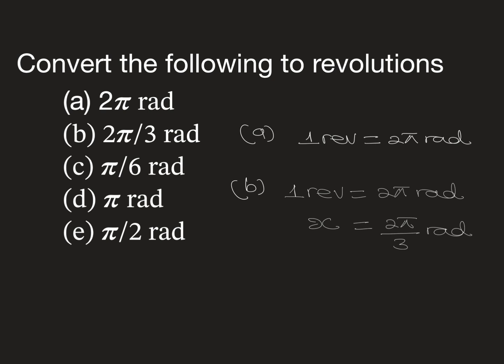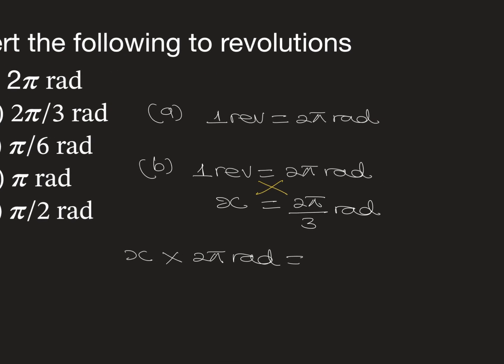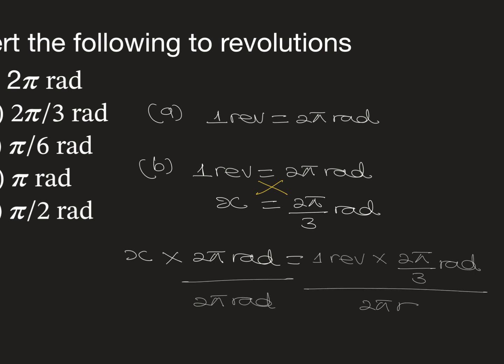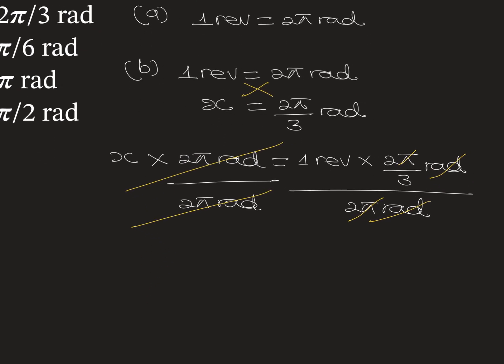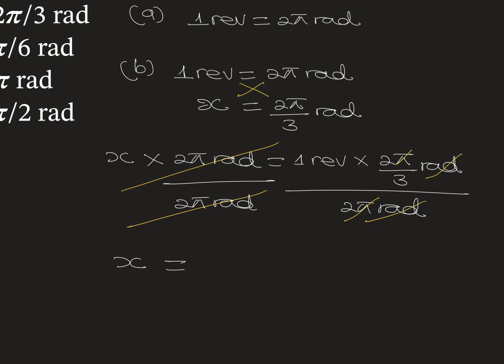Now what we're going to do is we will cross multiply, and if we do that, we'll have x times 2 pi radians is equal to 1 revolution times 2 pi over 3 radians. So we will divide both sides by 2 pi radians. 2 pi radians cancels 2 pi radians. Radian here cancels radian here. Pi cancels pi. So what are we left with? We'll have x is equal to 1 times 2 is 2 divided by 3. So that will be 2 over 3 revolutions divided by 2.